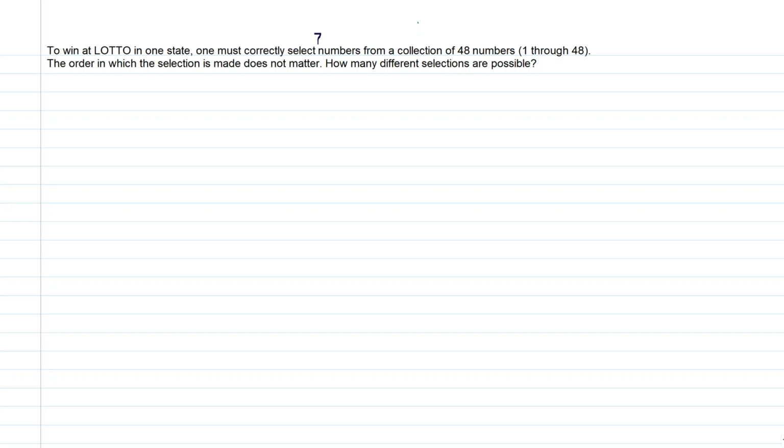When we're trying to find out how many ways of doing something, one of the questions we ask ourselves is, can we repeat an item? And then also, does the order matter? So here I have to select 7 numbers from 48, so I'm not allowed to repeat. So I'm thinking combinations or permutations. And then I'm also told that the order does not matter. That means I'm going to be using combinations.